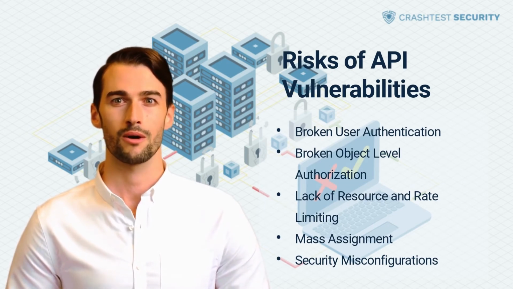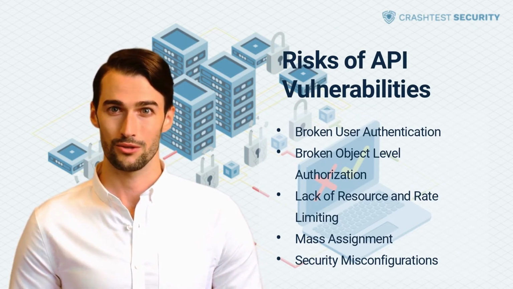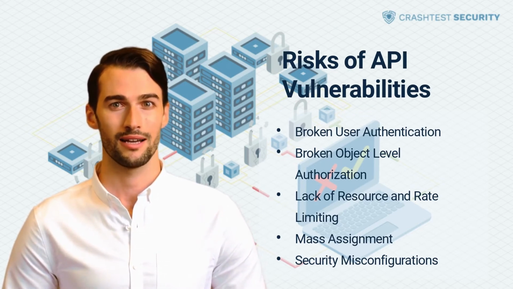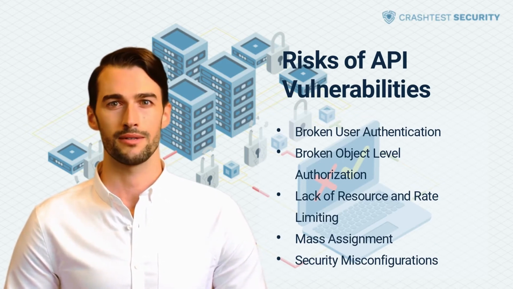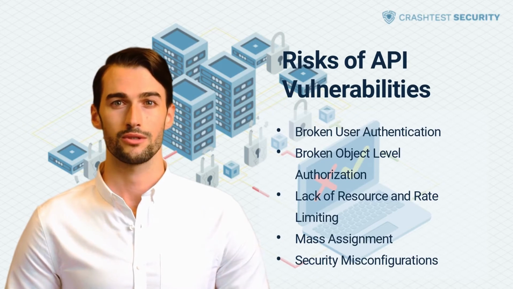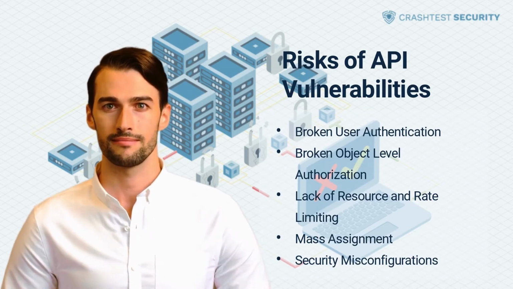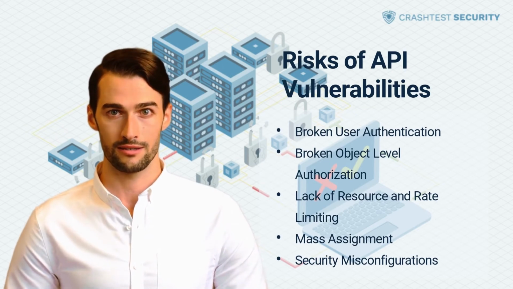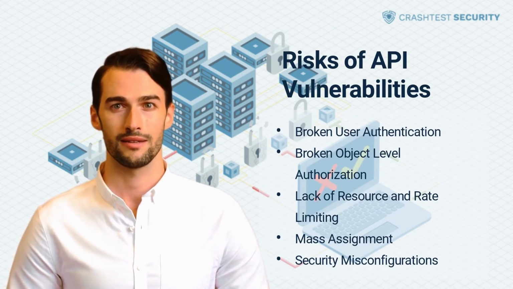Broken object-level authorization. In APIs, object-level authorization is a code-level control mechanism to validate object access. For APIs with broken object-level authorization vulnerabilities, an external user can substitute the ID of their resource with the ID of another user's resource. This allows attackers to access the specified user's resource, leading to unauthorized access to sensitive data.